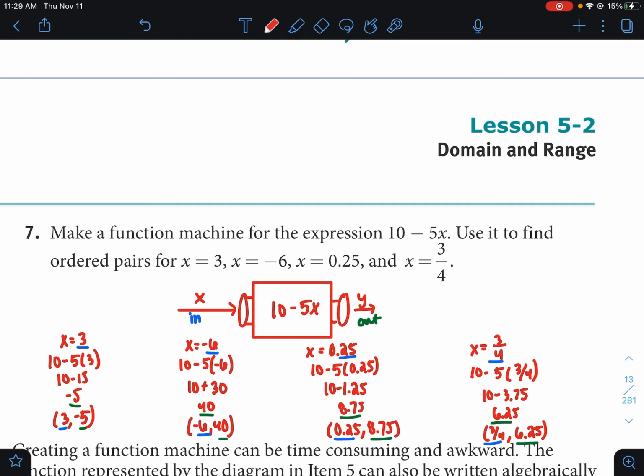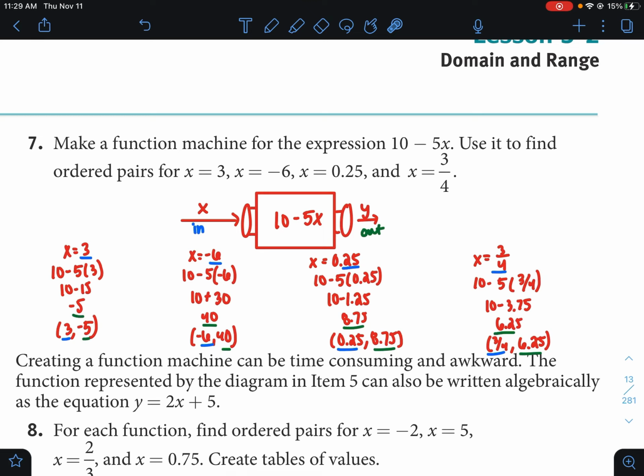You're just going to solve. You'll replace, do your multiplication, and then do either your addition or subtraction to get your final output value for those 4 x values. Again, take some time if you need to. Solve them, check them, write them down. Okay.